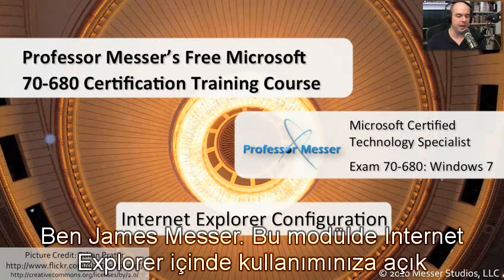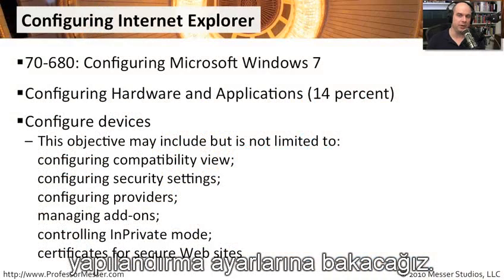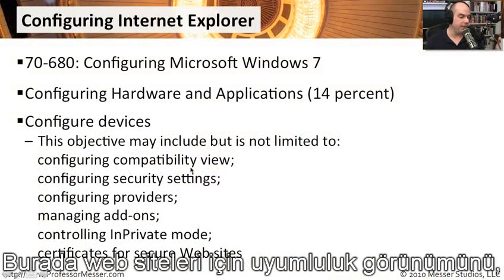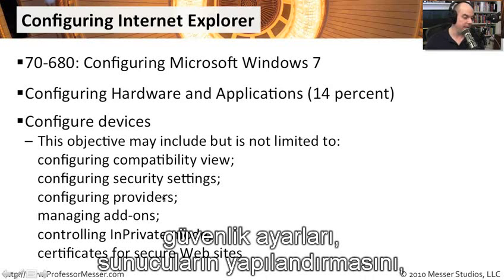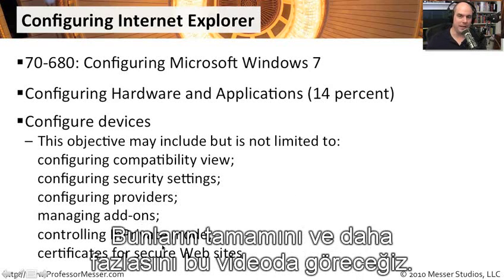I'm James Messer. In this module, we're going to look at the configuration options available to you inside of Internet Explorer. This comes from our exam requirements under the Hardware and Applications section, where we need to configure compatibility view, security settings, providers, add-ons, the in-private mode, and certificates for websites. We're going to go through all of this in this video and much more.